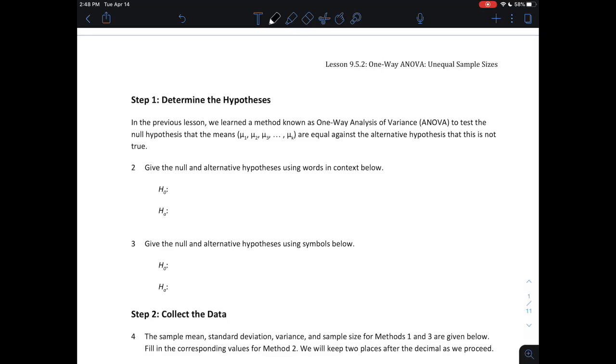In the previous lesson, we learned a method known as one-way analysis of variance, or ANOVA, to test the null hypothesis that the means mu1, mu2, mu3, etc., all the way up to mu k, are equal against the alternative hypothesis that this is not true. So number 2, give the null and alternative hypotheses using words in context below.